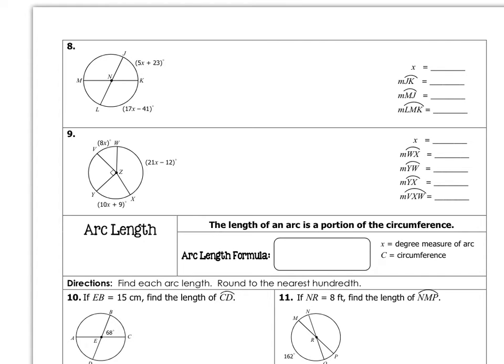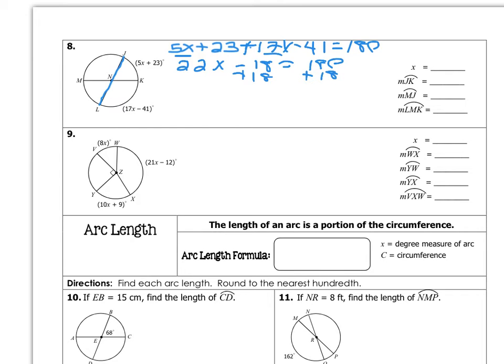Okay, so for this one, the first thing I need to notice is that this right here is my diameter, which means that 5x plus 23 plus 17x minus 41 equals 180. So what I'm going to do is go through and add all this up. So 5x and 17x is 22x, and then 23 minus 41 is negative 18. So 22x minus 18 equals 180, and then add 18, add 18. So now I've got 22x equals 198. Divide by 22. And when you divide by 22, you get x equals 9.